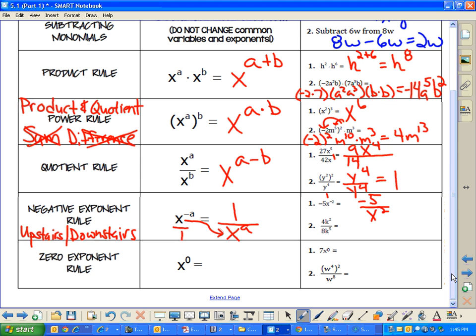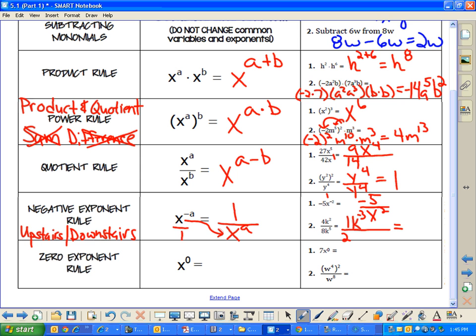In number 2, I would reduce the 4/8. Probably you would too, I would think, right? You get 1/2. You have k squared over k to the 5th. So we apply our quotient rule to subtract. 2 minus 5, that's negative 3. Uh-oh.